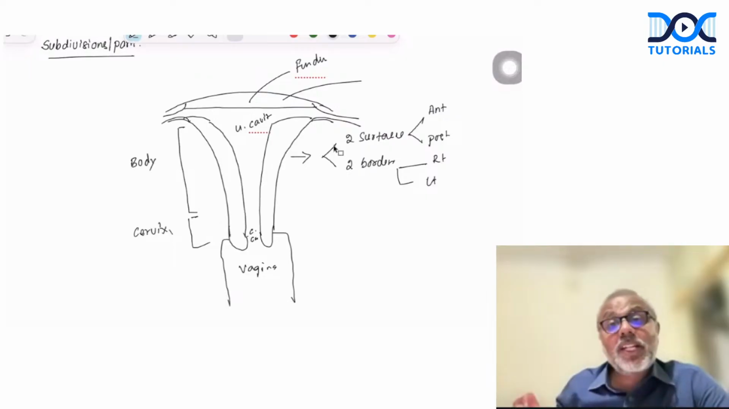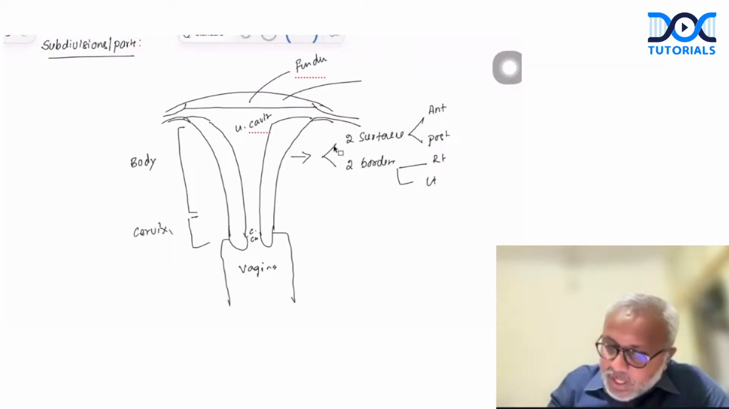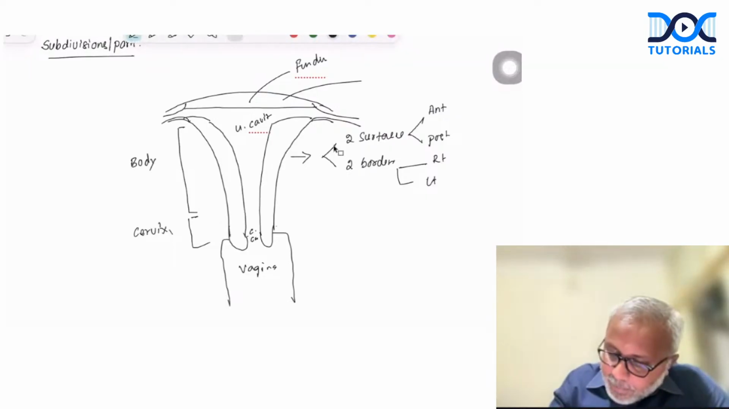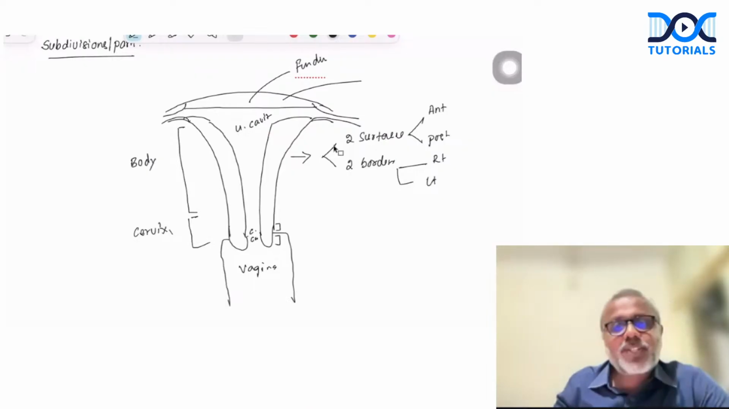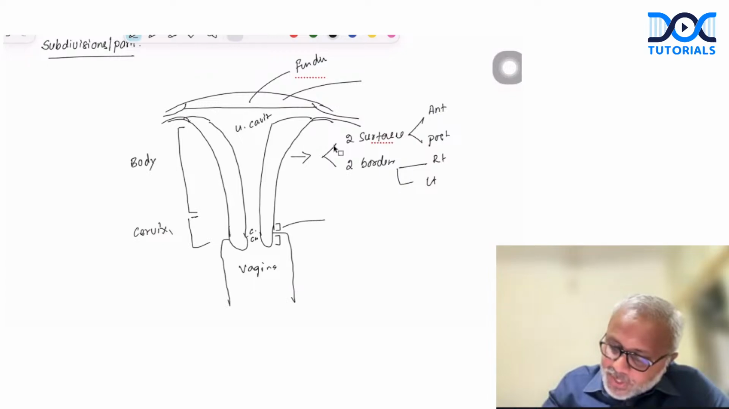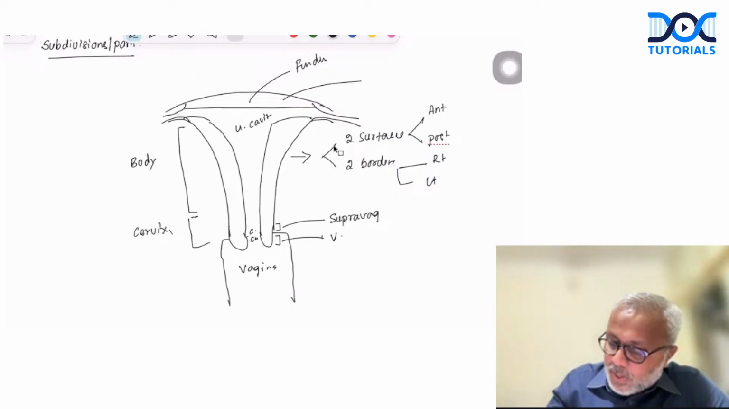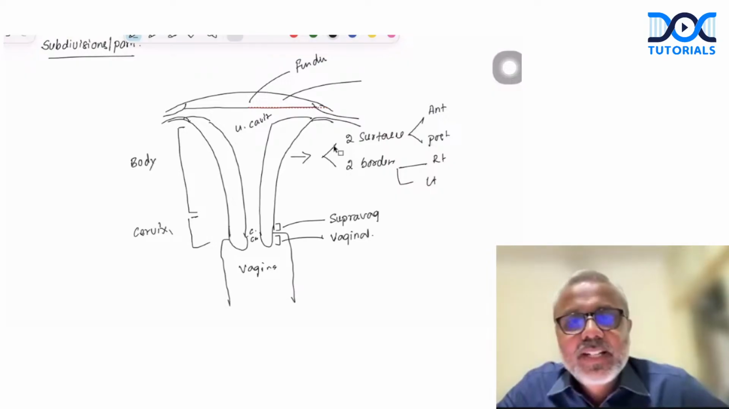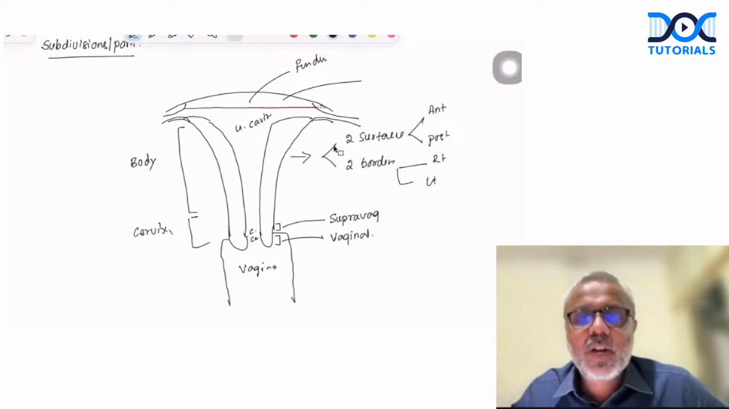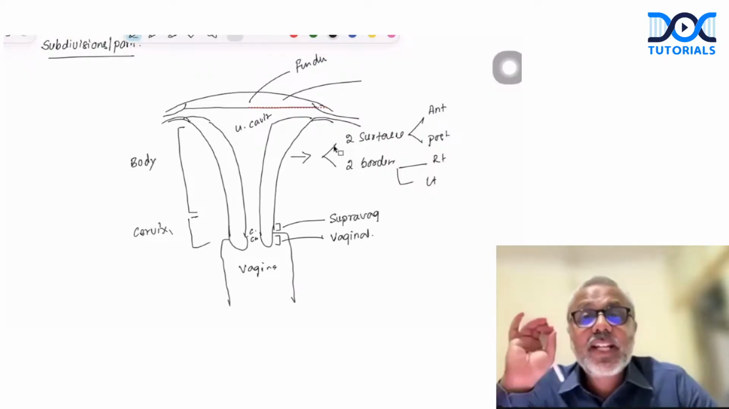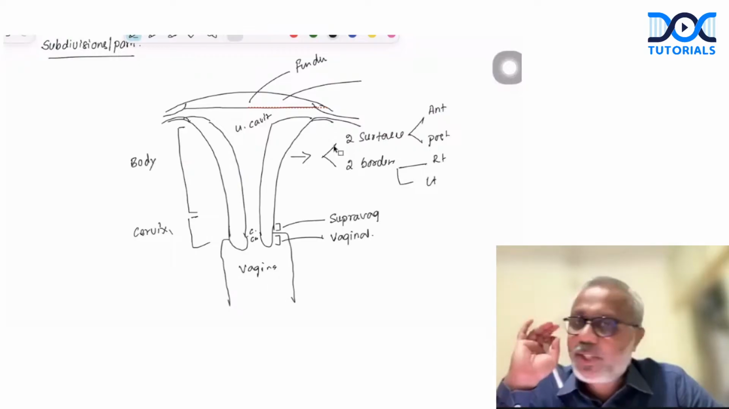Now, what about the cervix? Remember, cervix has a part above the vagina and a part below the vagina. So above the vagina, we call it the supra-vaginal part of the cervix, and this is called the vaginal part of the cervix. As simple as that. Okay, this is regarding the parts of the uterus that we need to mention.